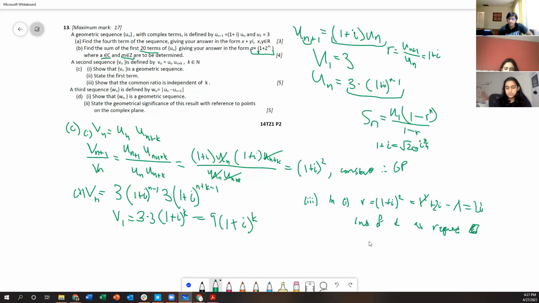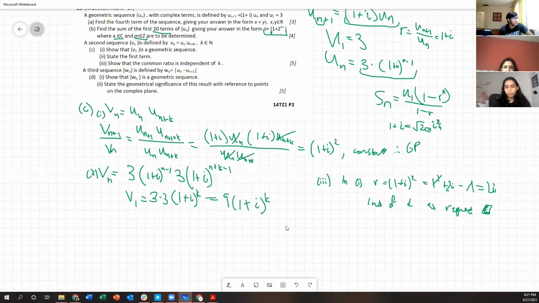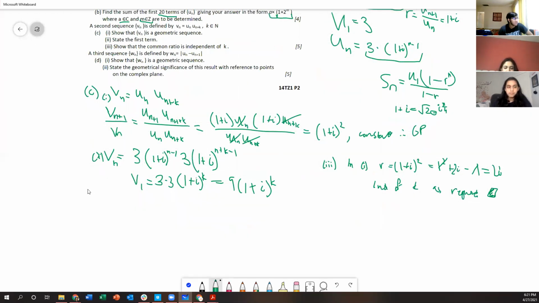Okay. Make sense? So here it's just a matter of substitution, really. It's just a matter of plugging it in and then checking whether it works or not. The last one in this portion is a sequence Wn defined by Wn equals the modulus of Un minus Un plus 1. Show that it's a geometric sequence. Once again, how are we going to show that it's a geometric sequence? What's the definition?